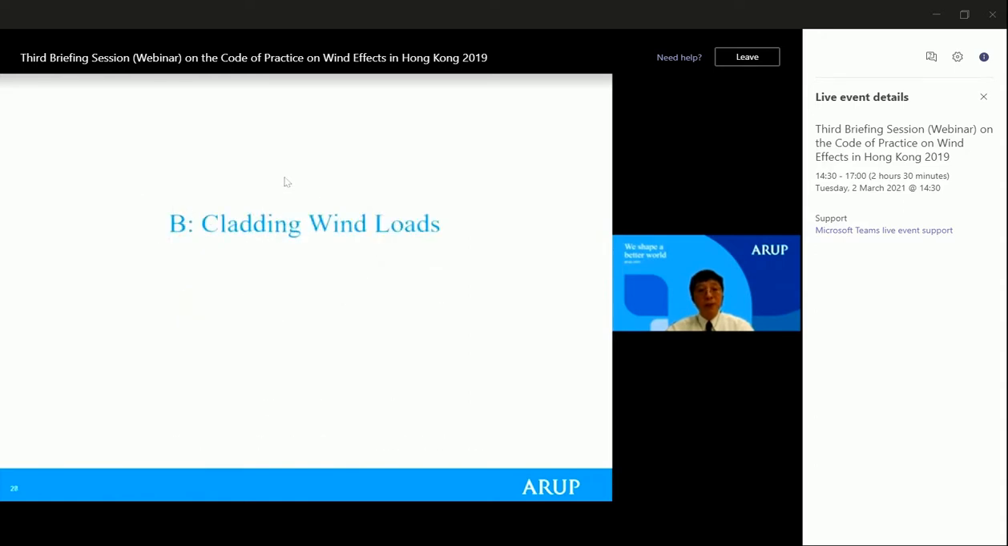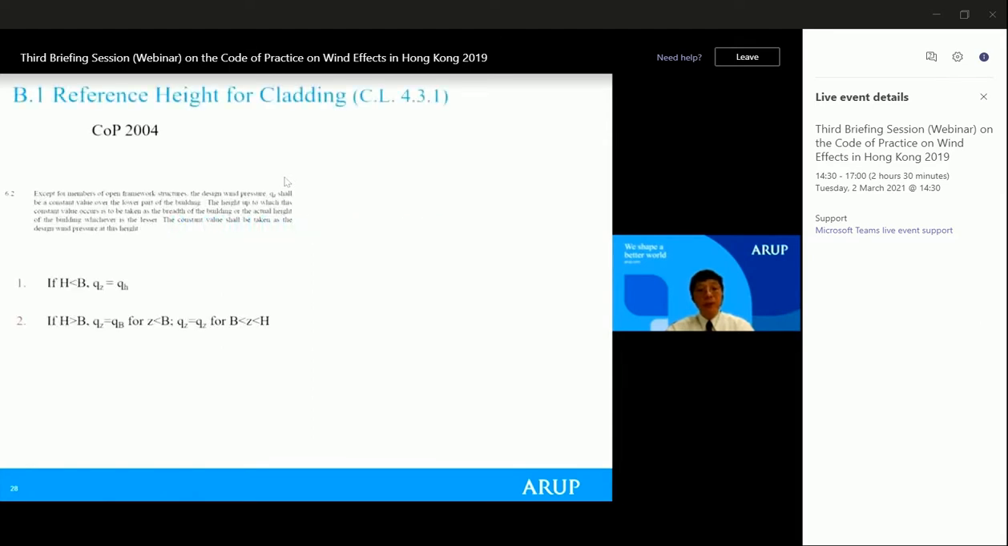Now we come to the second part of the update, which is on the cladding wind load. In the 2004 wind code, the wind pressure can be worked out based on the wind profile if the building height is greater than the building width.